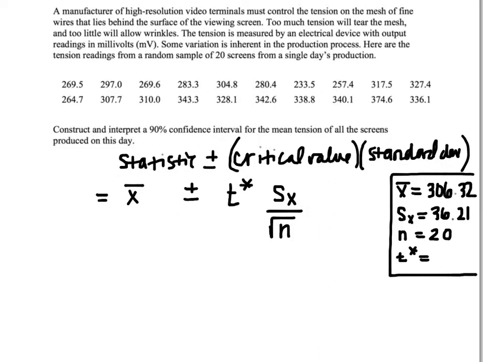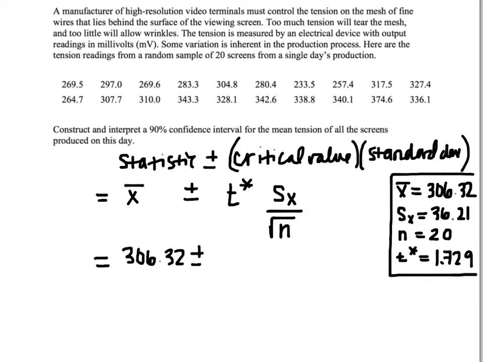So we go to table B in the back of our book, and we go to degrees of freedom 19, and we go across until we get confidence level 90, and I get that t star is 1.729. If you have questions about this, you can email me. And we fill in the blanks here and simplify.